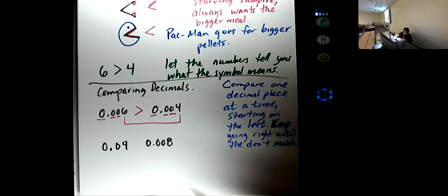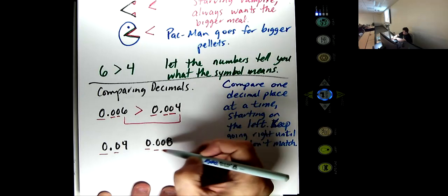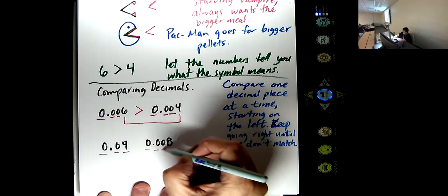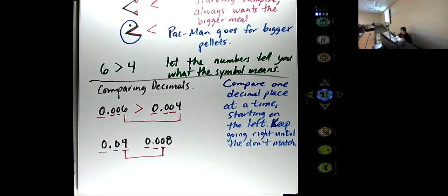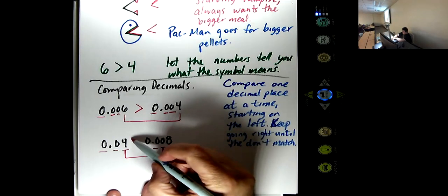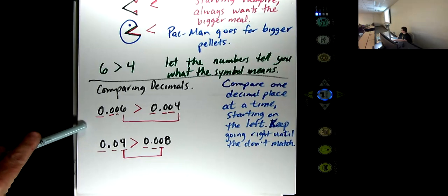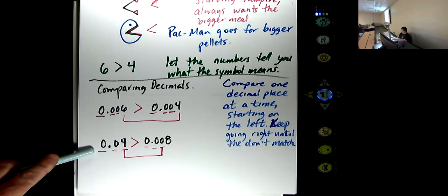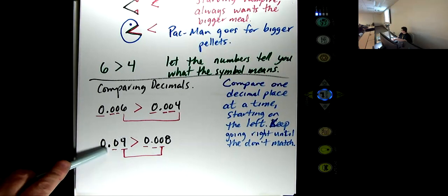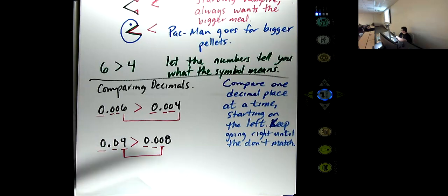We do the same on the next one. Again, the starting numbers match. The first decimal place matches. The second decimal place does not match. One is a 4, one is a 0. So the one with the 4 is going to be larger. A lot of students get the top one correct, but make a mistake on the bottom one because they ignore the zeros. And they see the 8, 8 is larger than 4, so they make the alligator go for the 8. But you've got to do them decimal place by decimal place.